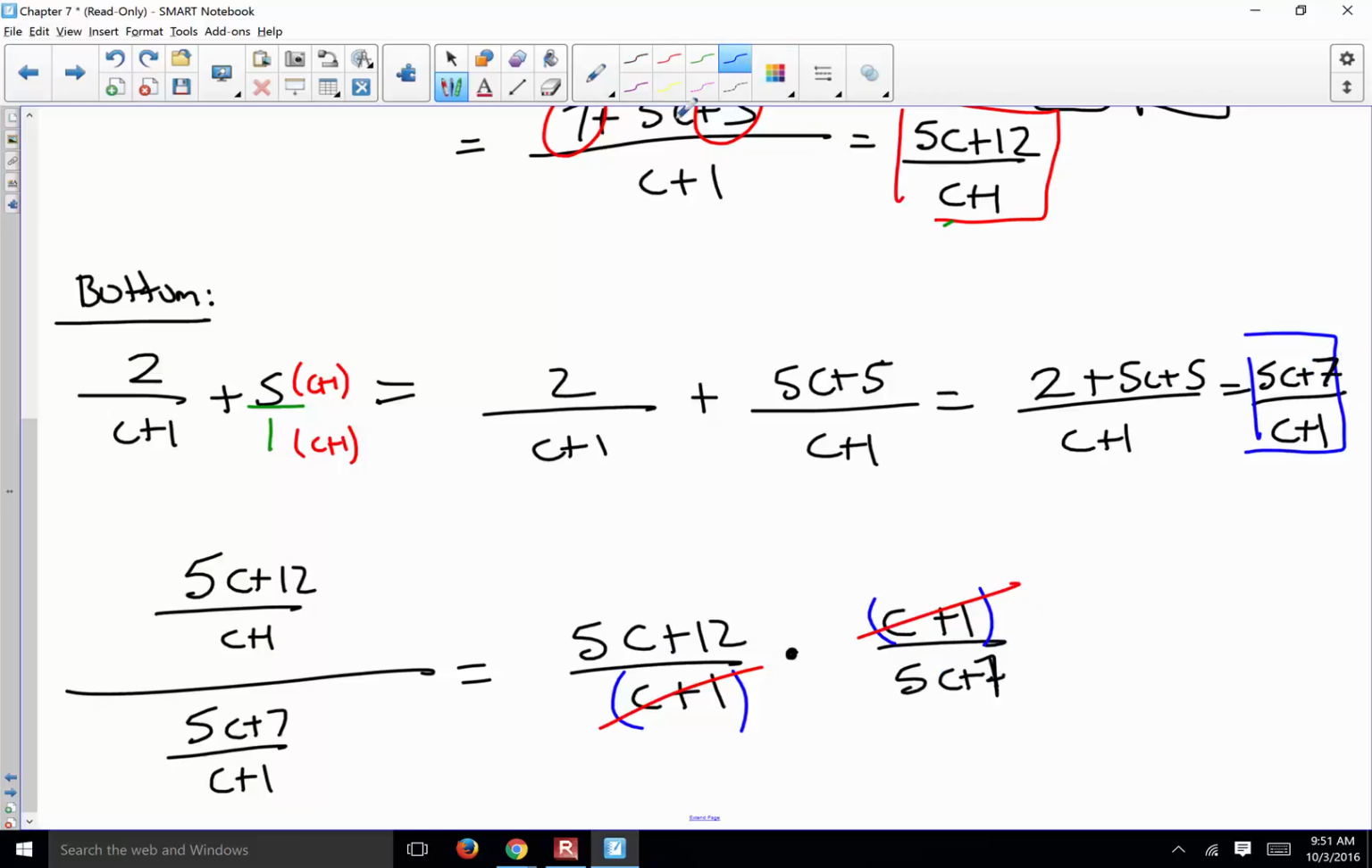Can I cancel these two 5c's? Can I? No. These must match as a block, but they are not matching. 5c plus 7, 5c plus 12. You cannot cancel them individually. So they won't cancel at all. Take it back. These are your results. These two will survive. 1, 1. 5c plus 12 times 1 is 5c plus 12. And 5c plus 7 times 1 is 5c plus 7.